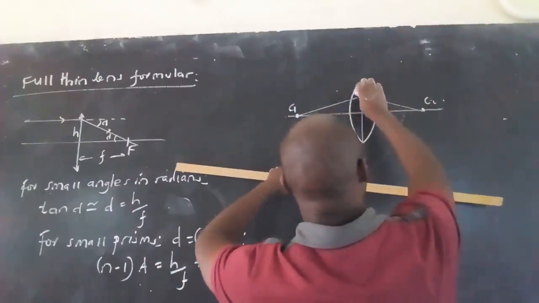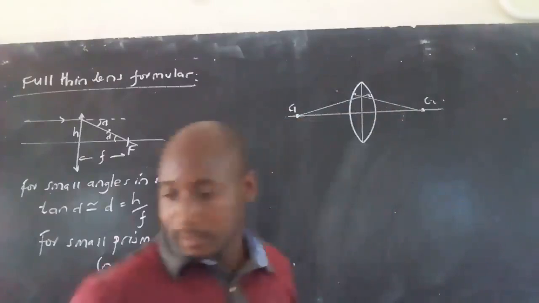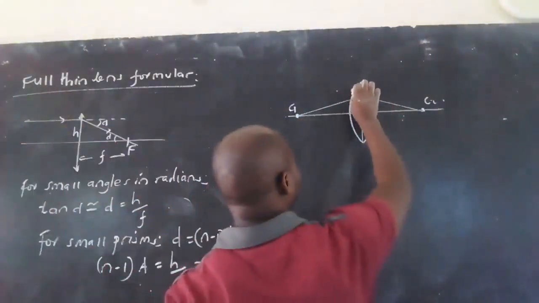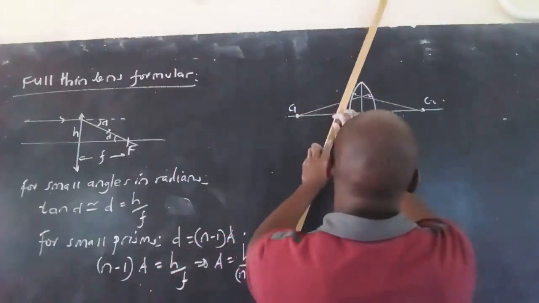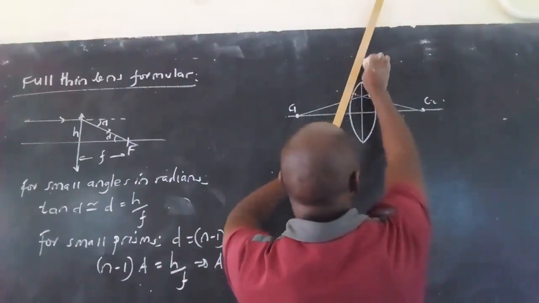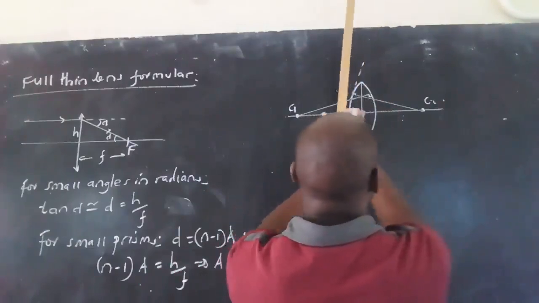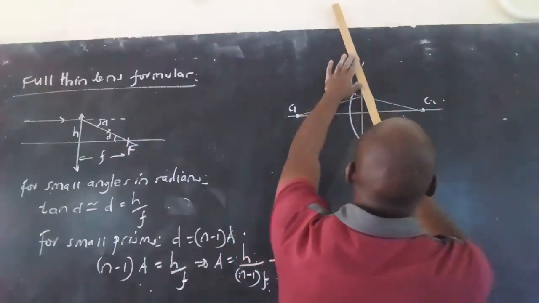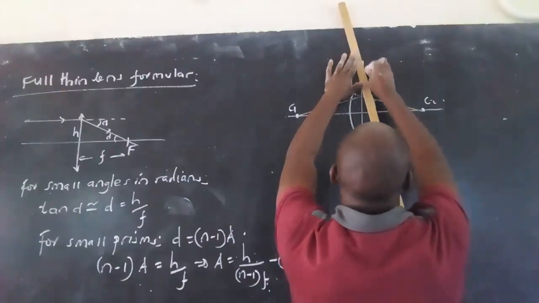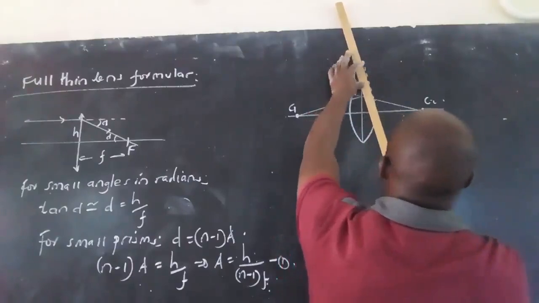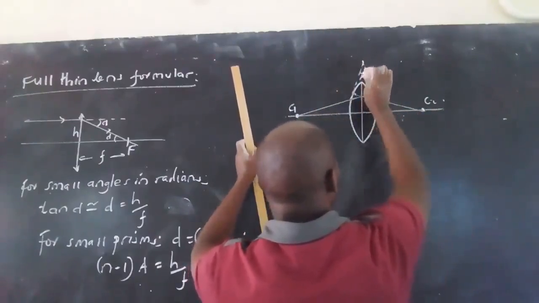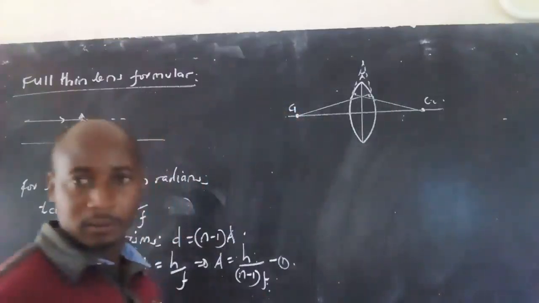Like this. So this is 90. But then this, we are saying that when you produce this one like this, it is like a prism. This angle here is refracting angle A. Is refracting what? Angle A.